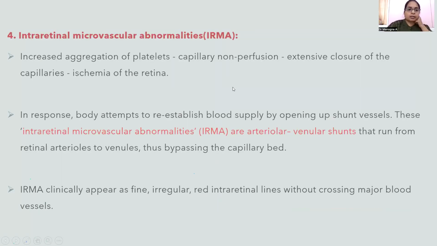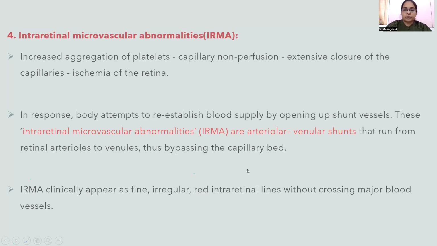So this thing is called IRMA, intraretinal microvascular abnormalities. This entire pathogenesis revolves around retinal ischemia, right? When an area in the body is ischemic, what does the body do? The body attempts to re-establish a blood supply by opening up shunt vessels, the same mechanism as anywhere else in the body.